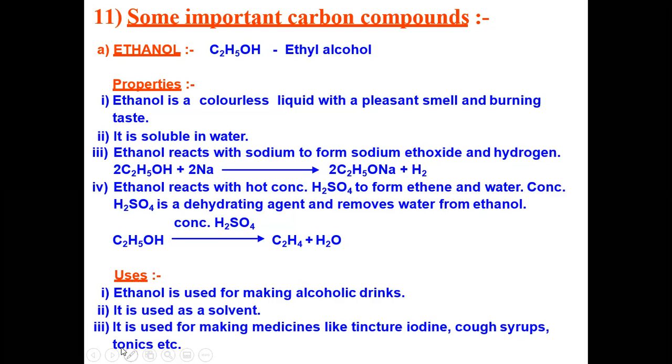Ethanol reacts with hot concentrated sulfuric acid to form ethene and water. Concentrated sulfuric acid is a dehydrating agent and removes water from the ethanol. This is known as a dehydration reaction. So when C2H5OH reacts in the presence of sulfuric acid, then C2H4 will form and water will separate.